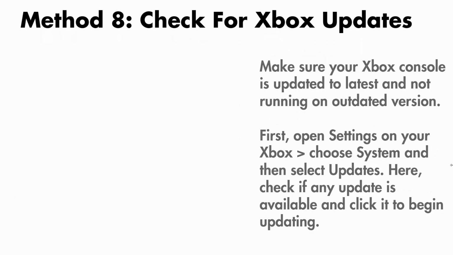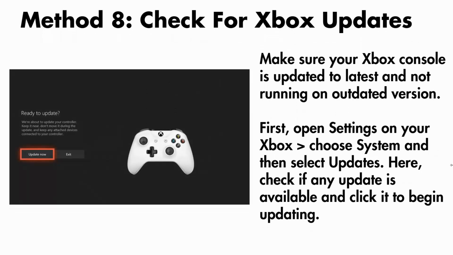Next method is to check for Xbox updates. So make sure your Xbox console is updated to the latest and not running on outdated version. For that, open settings on your Xbox first, then choose system and then select updates. Here check if any update is available and click it to begin the updating process.